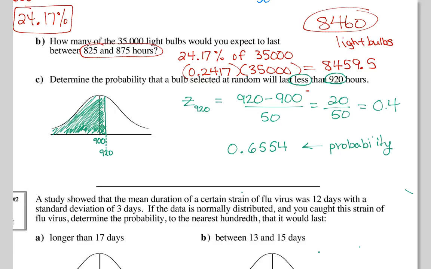Probabilities can be expressed as decimals. Probabilities can be expressed as percents. So 65.54%, that's okay too. It doesn't matter if it's a decimal or a percent. Just be careful during your exam. For the numeric response especially, it might say to the nearest decimal, or it might say to the nearest percent. So just make sure you read it and do it appropriately.